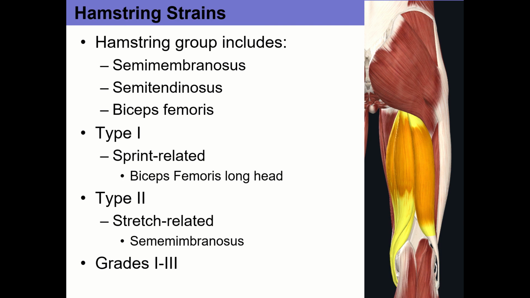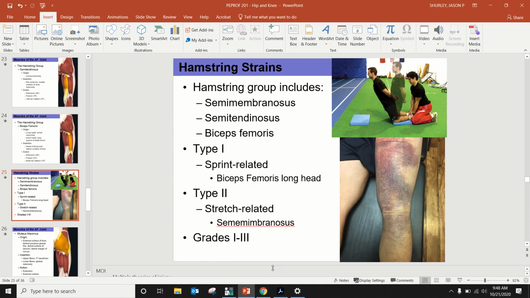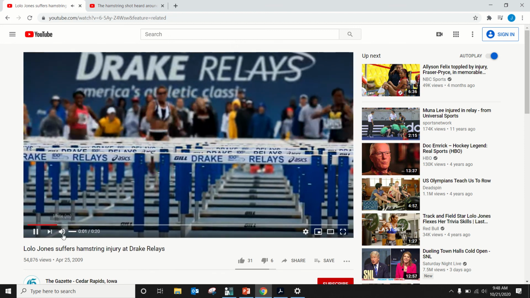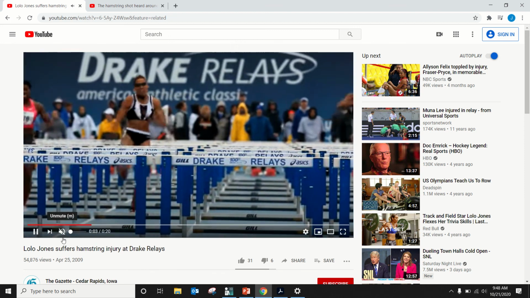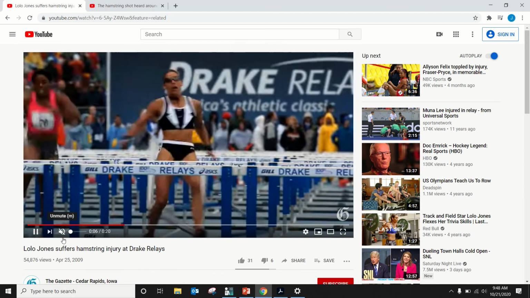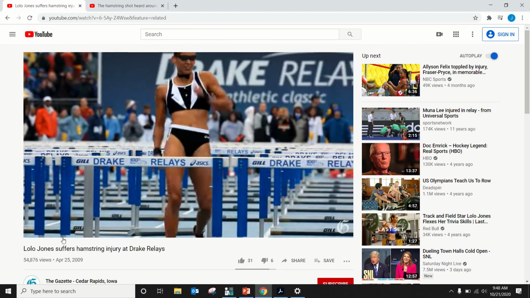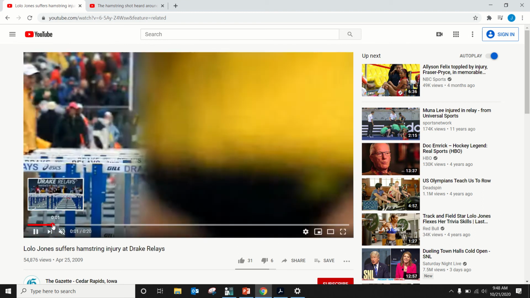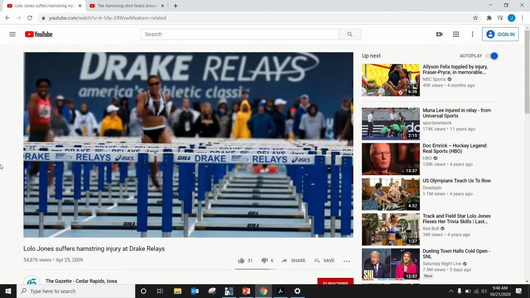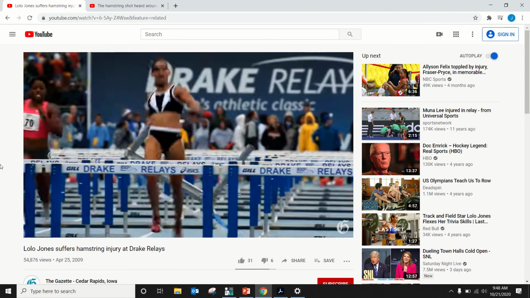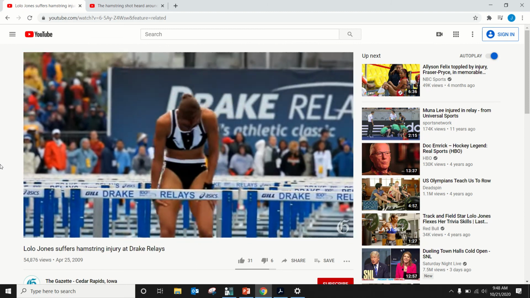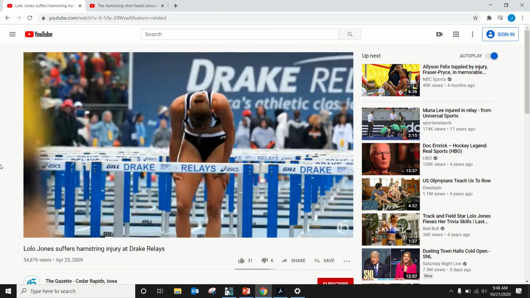So I have a video, it doesn't need sound, but it's that classic type 1 injury, which is Lolo Jones doing it. Watch her right leg, she goes over this hurdle, and you can see she grabs that lateral aspect, so it's a biceps femoris injury. What's happening there on the hurdles is, again, you're having to quickly stop the knee from extending, and then move into hip extension. As you do that, you can overload that muscle.